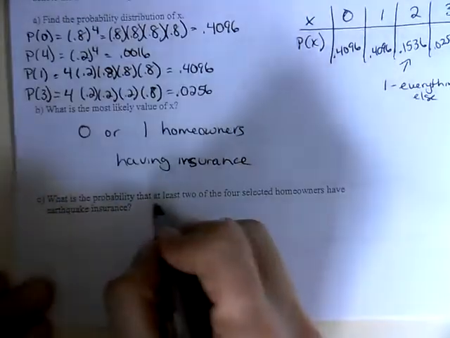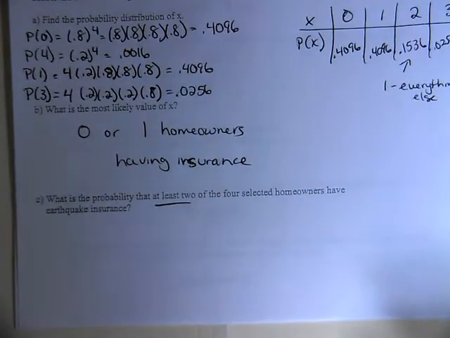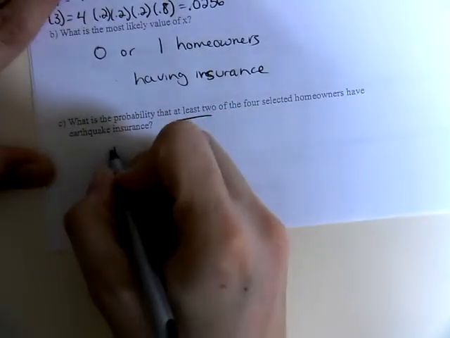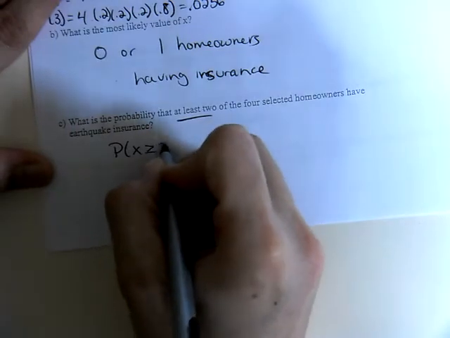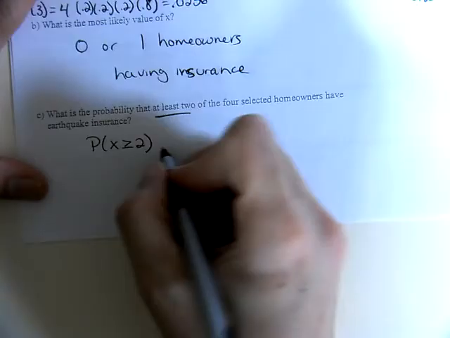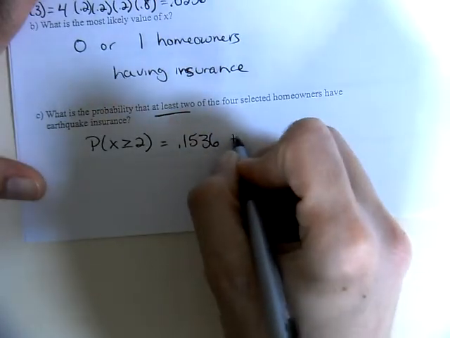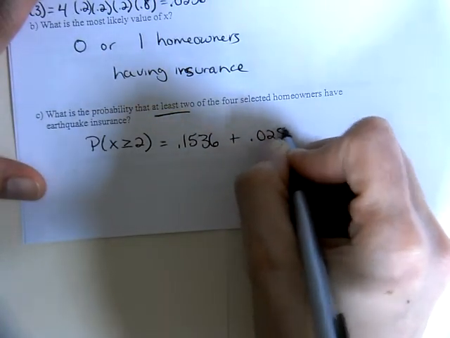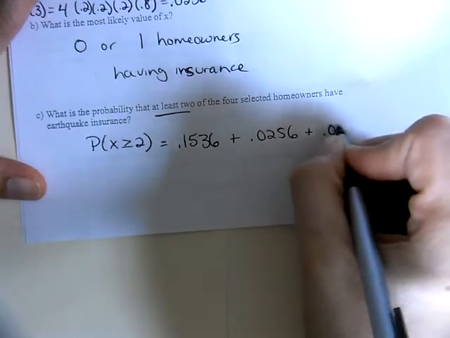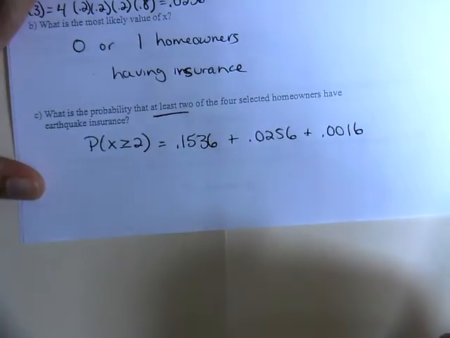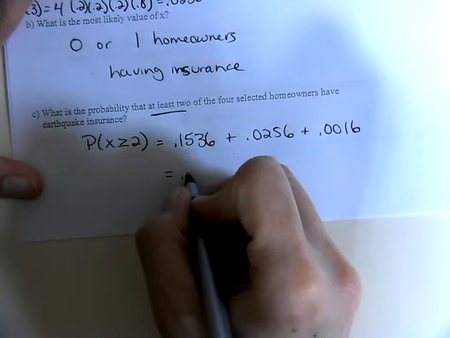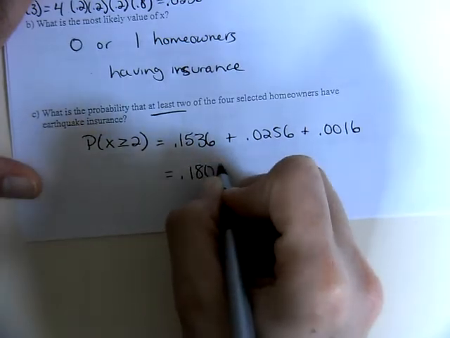What's the probability at least 2 of the 4 selected homeowners have earthquake insurance? So again, the probability that X is greater than or equal to 2, at least 2. So I'm going to do 0.1536, that's 2. 0.0256, that's 3. 0.0016, that's 4. So I get 0.1808.